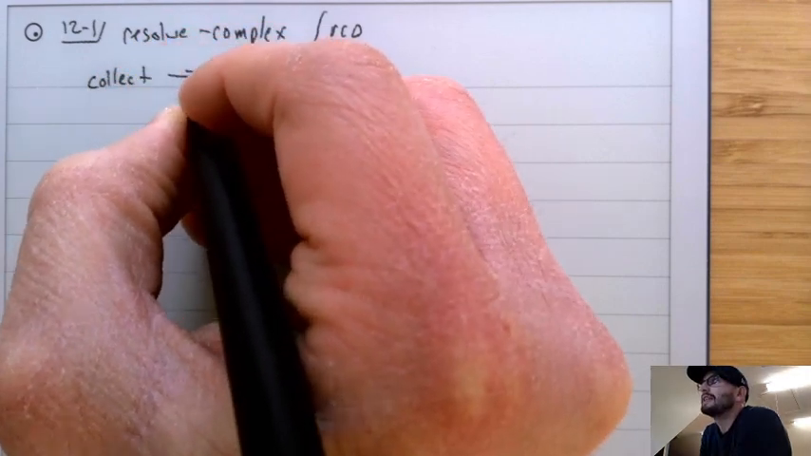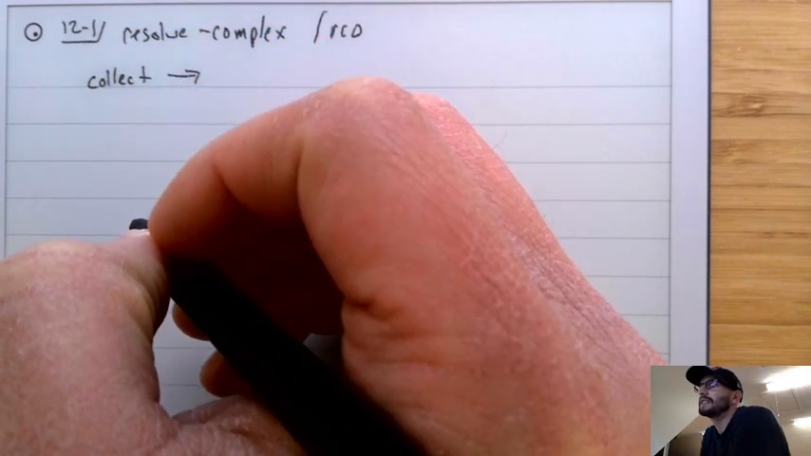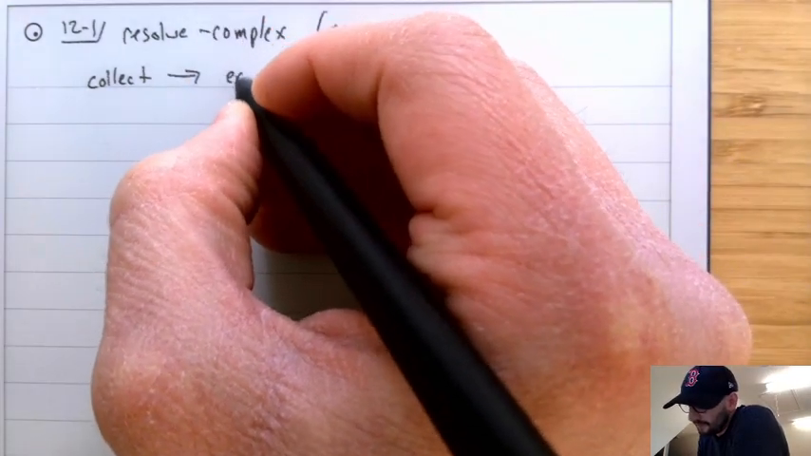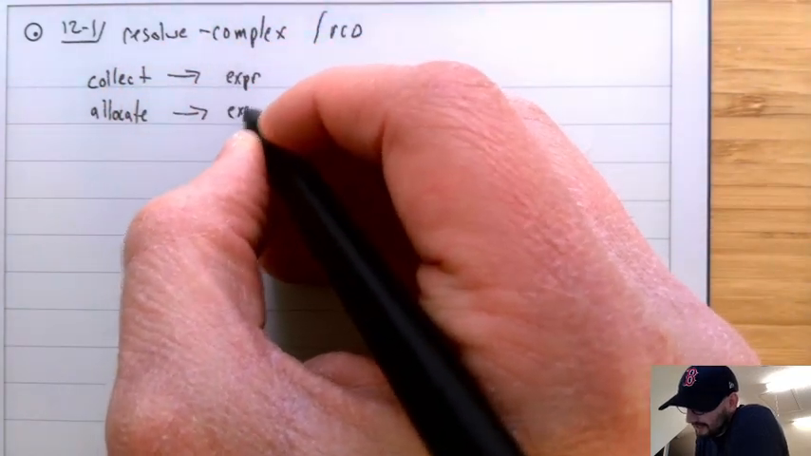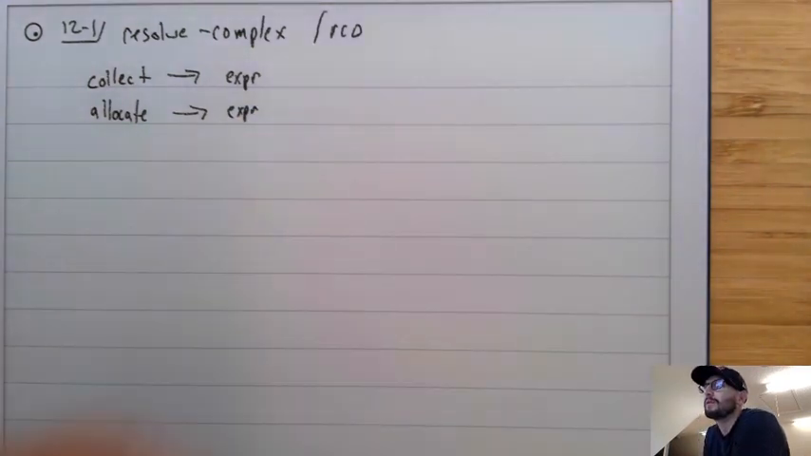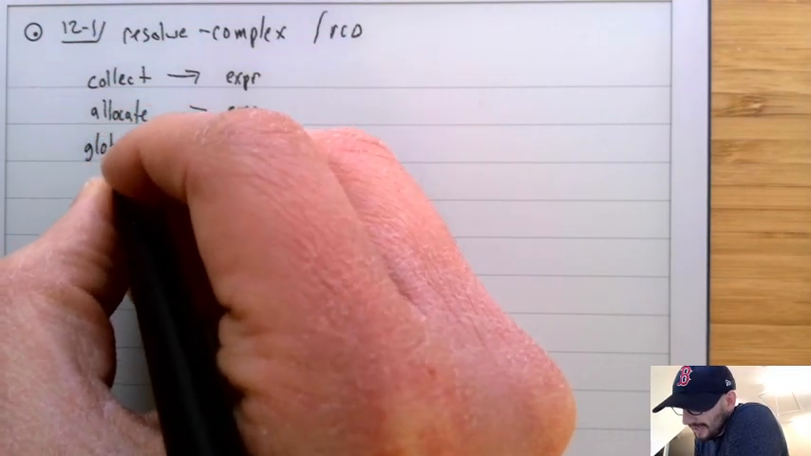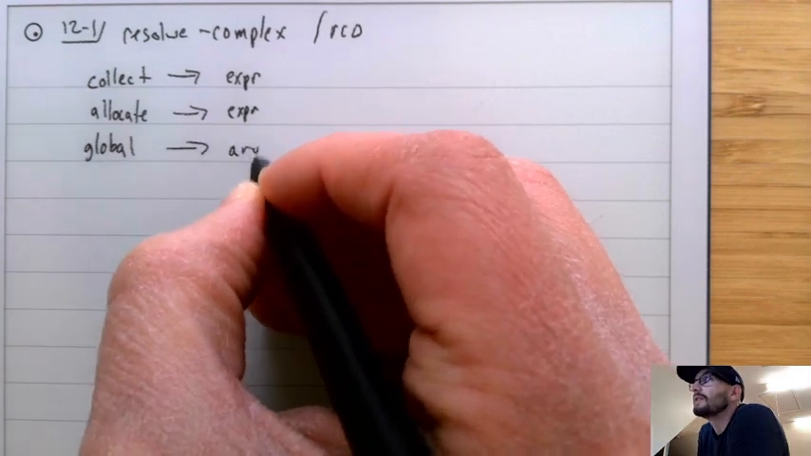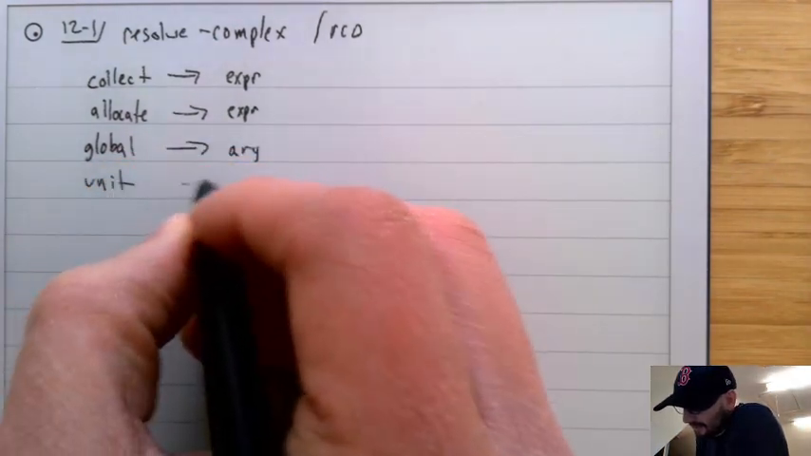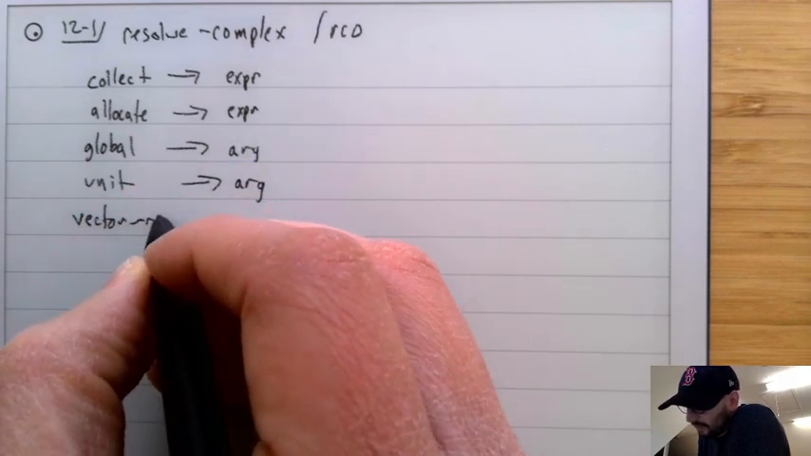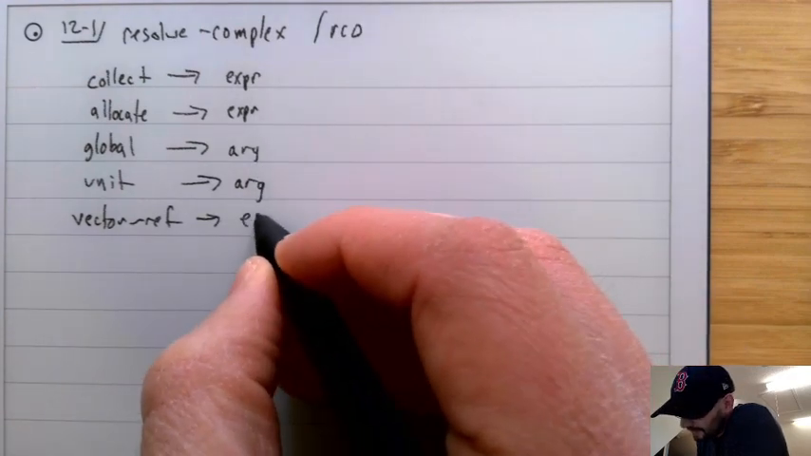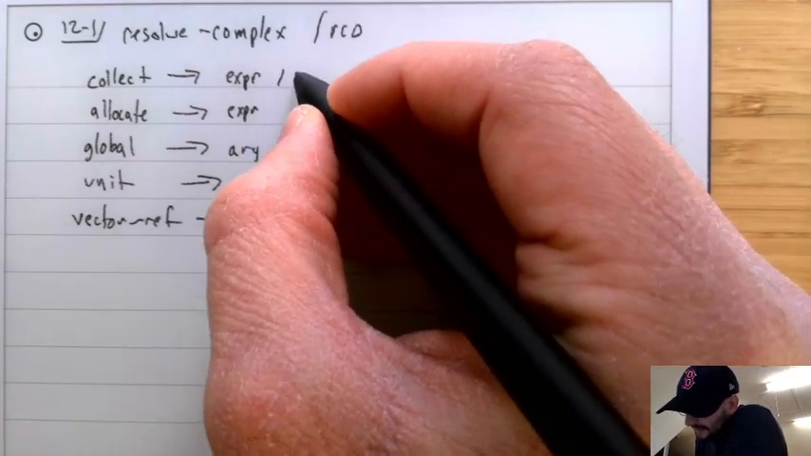So collect will just be an expression, and then allocate will also be an expression. Now, when I say expression, that means a complex form. A global is just a new kind of argument. Unit is an example of an argument. Vector ref would be an expression. Remember, when I say expression, that means a complex.